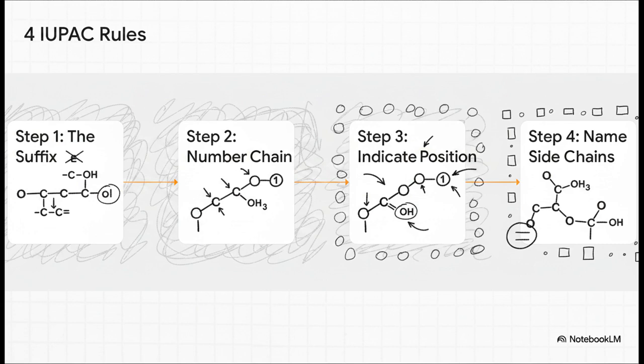But here's the absolute golden rule. The carbon with that OH group has to get the lowest possible number. That's key. Step 3, we use that number to show exactly where the alcohol group is. And finally, step 4, we name and number any other little side chains. That's it. That's the whole system. Let's see how it actually works.